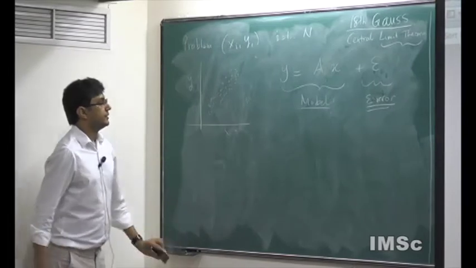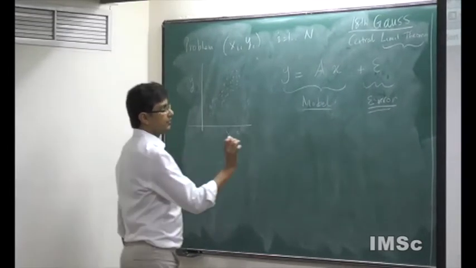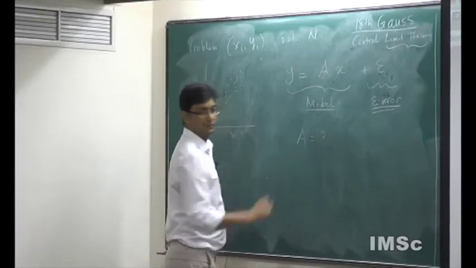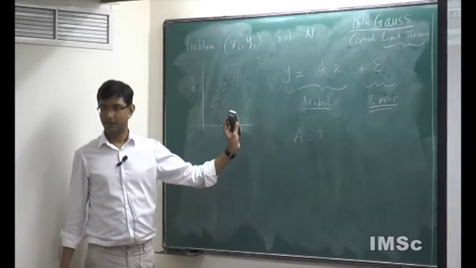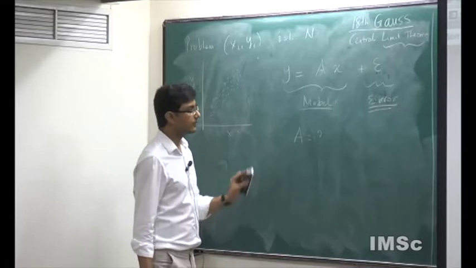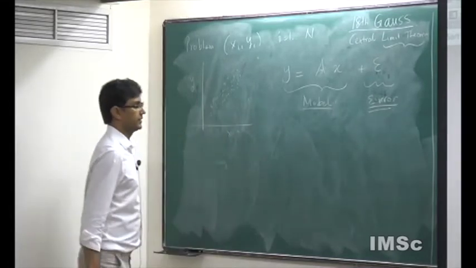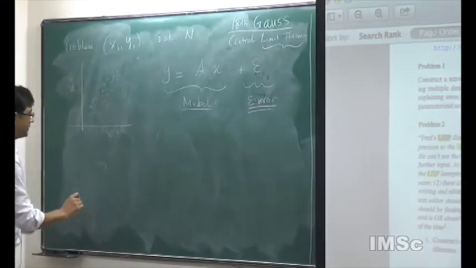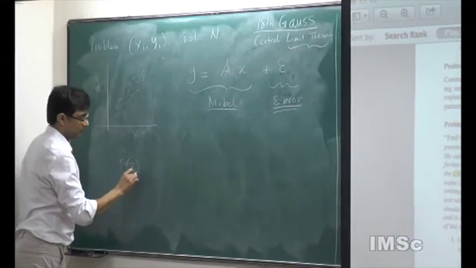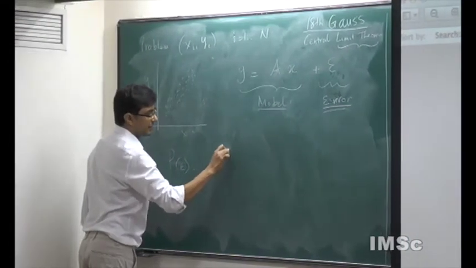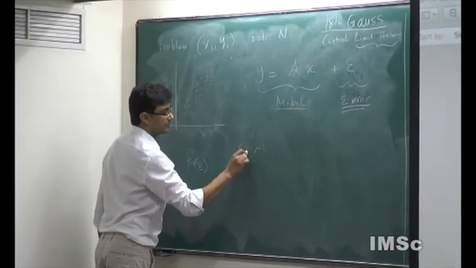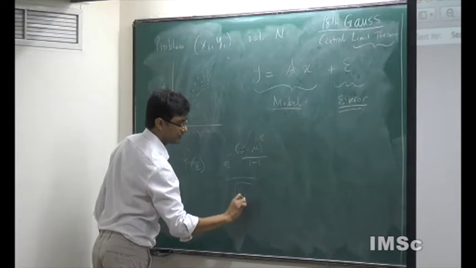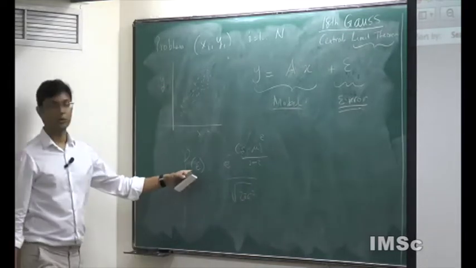So now, what is the question I want to know? The question is, I want to know what A is. The way we do it is the following. I'm going to model P of epsilon as e to the power minus (epsilon minus mu) whole square by 2 sigma square, over under root 2 pi sigma square. This is my model for the error.